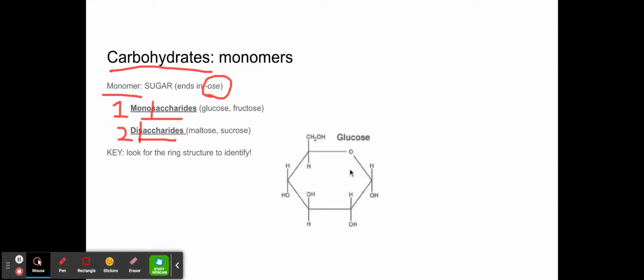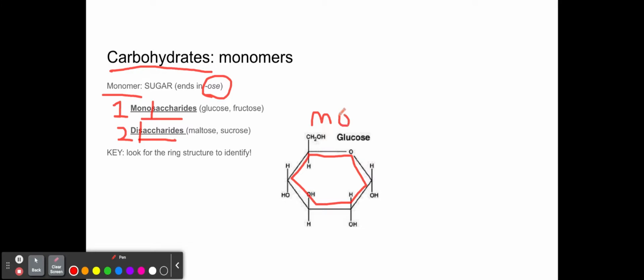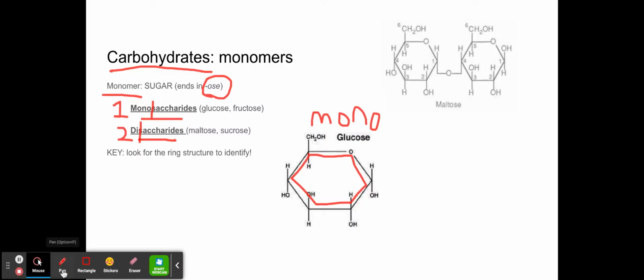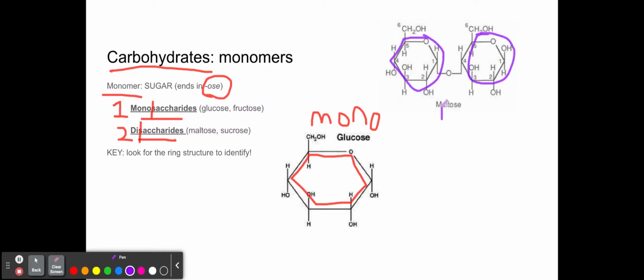If you look at these pictures, here's glucose. Notice it has a single ring structure, right? So this is a monosaccharide because it has one carbon ring. That is an example of a monomer. And then here is maltose. Notice again, it ends in -ose, so it's a sugar, but this one has two rings. So this would be considered a disaccharide. Both of these are monomers of carbohydrates.